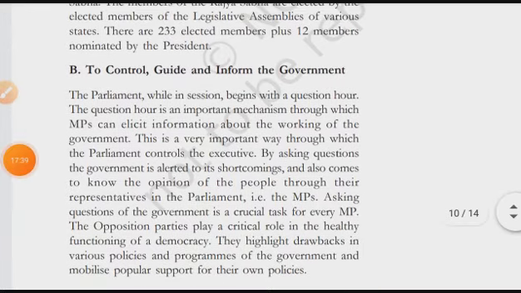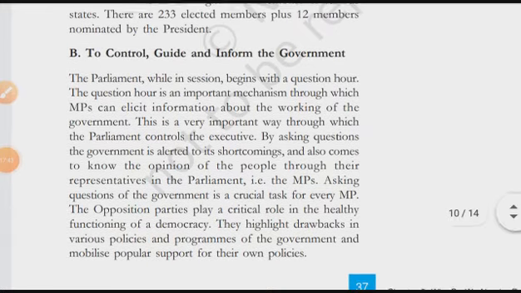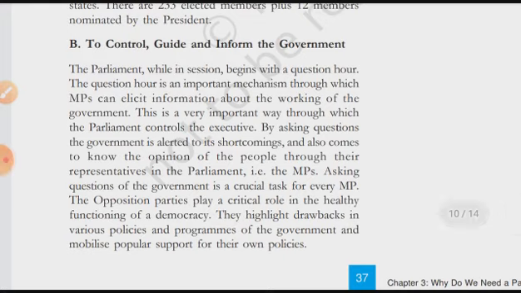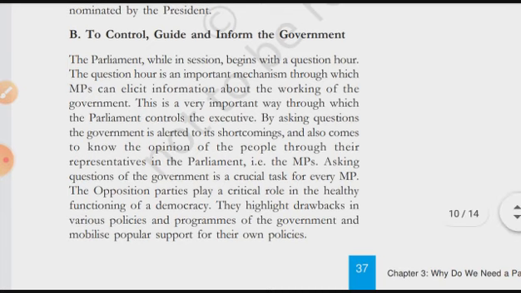Okay, here you will come to know how the parliament controls, guides and informs the government. The parliament, while in session, begins with a question hour. When a session is going on, it begins with the questioning hour. The questions are raised over there.